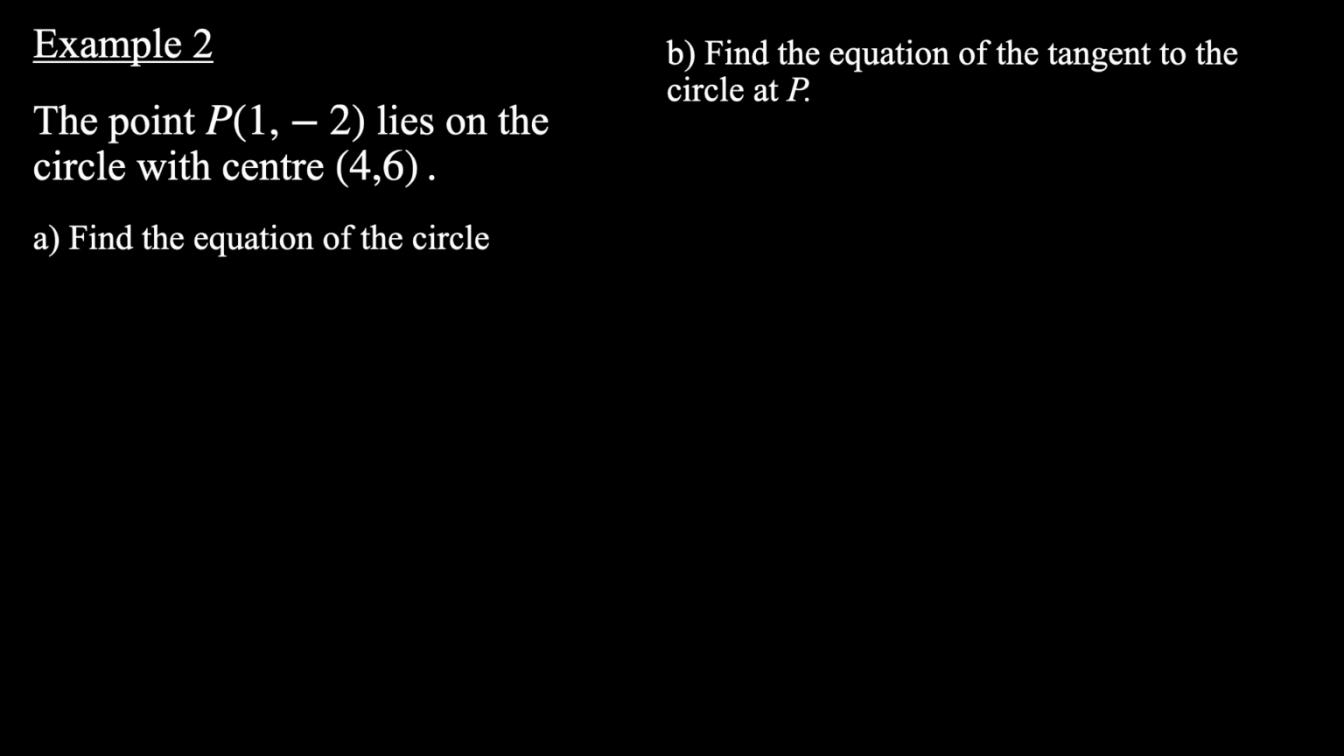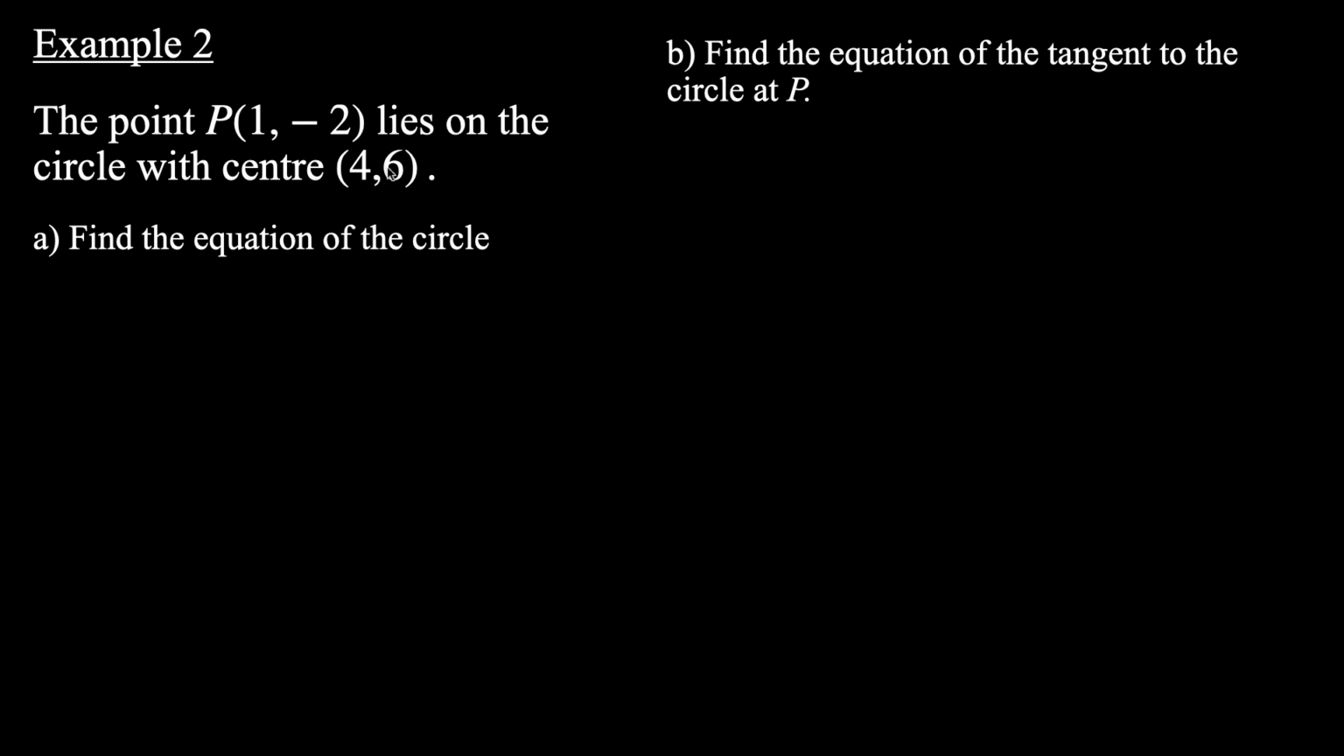Let's look at some examples involving tangents now. This question says the point 1, -2 lies on the circle with center 4, 6. Find the equation of the circle. So we have the center of the circle. What's the missing piece in the puzzle? It's the radius. We need to find the radius.